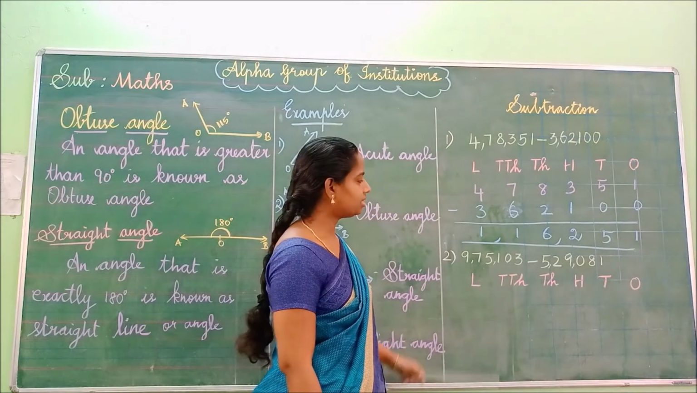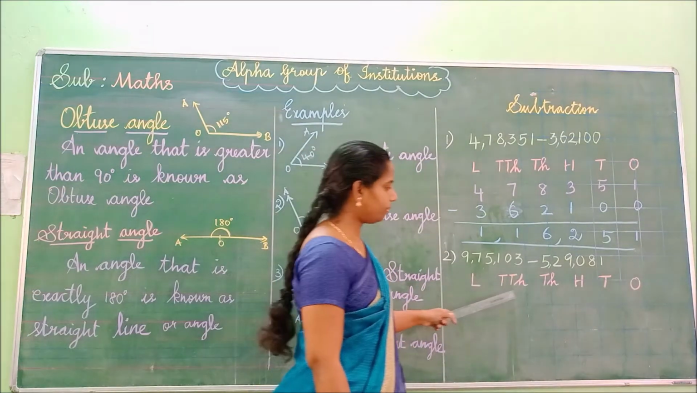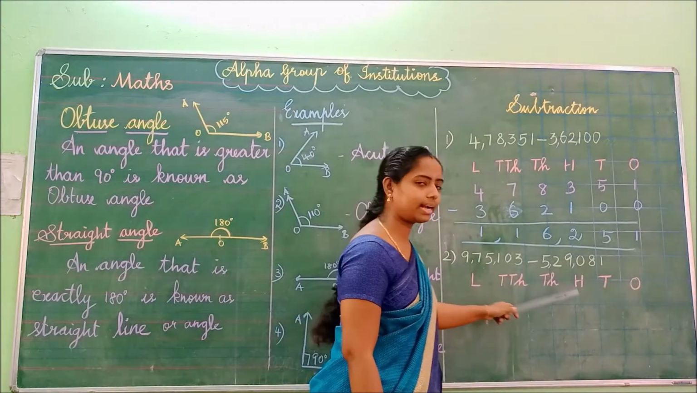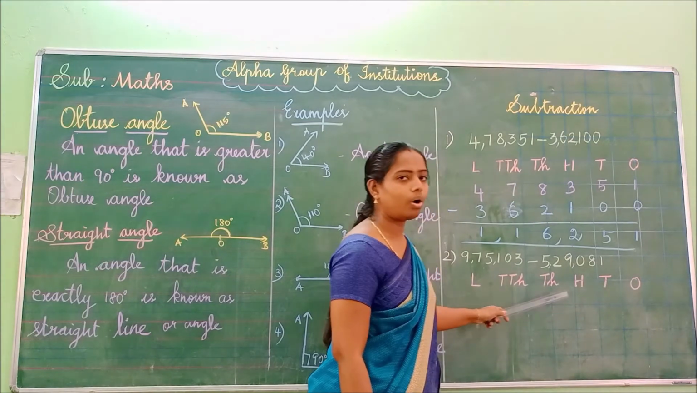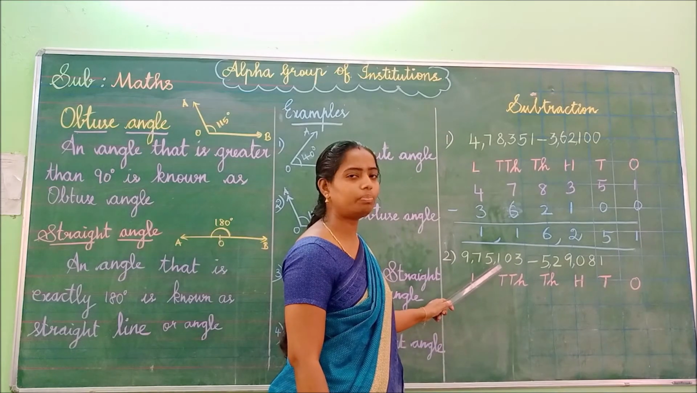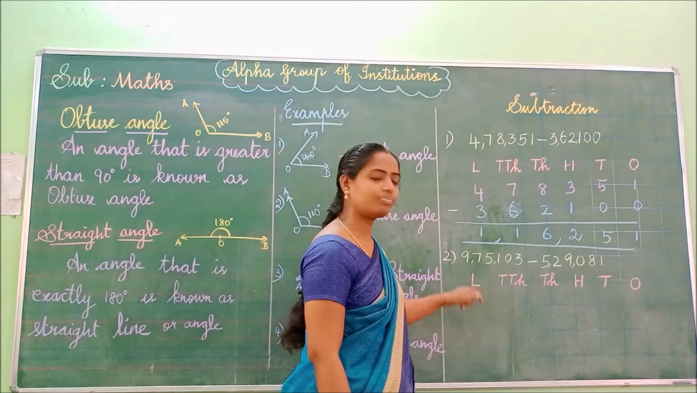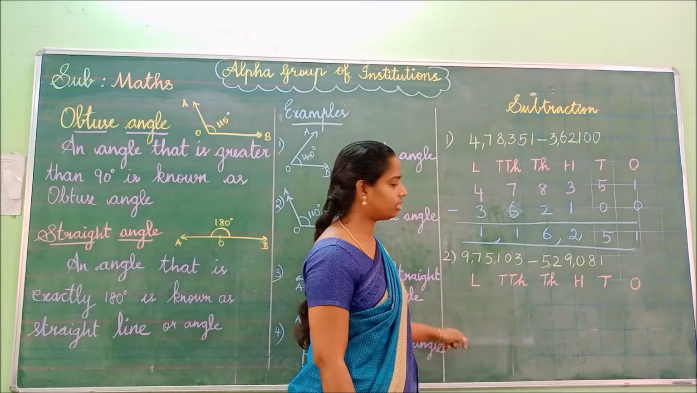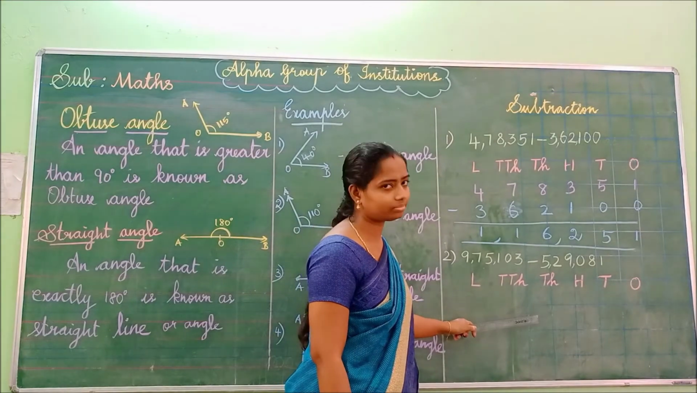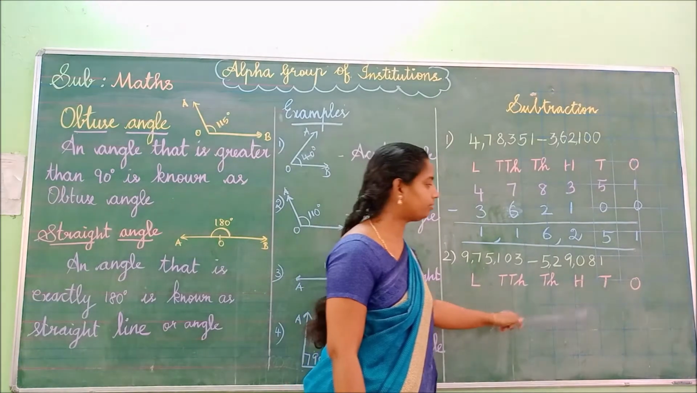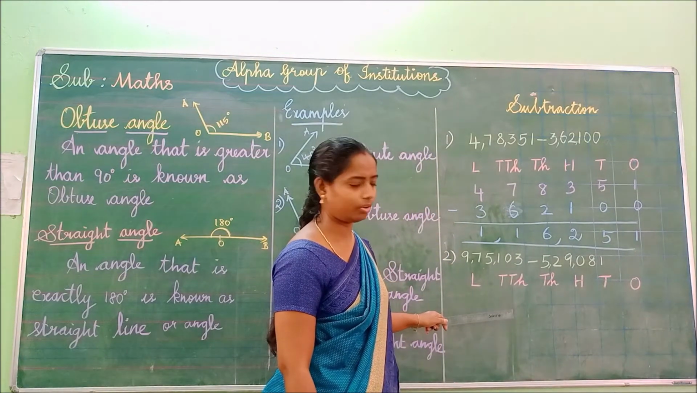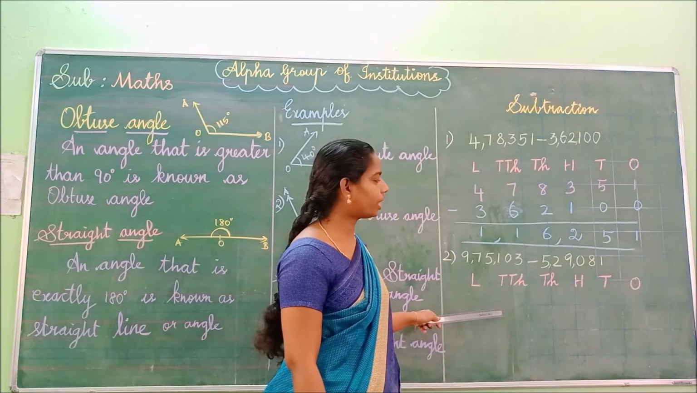Okay, shall we move to the second sum, children? See, the number is given, the place value is given. We have to place these numbers exactly according to the place value. Already I said, if we start with the subtraction, always we have to place the bigger number first and then the smaller number. Okay, children, first we have to see which is the bigger number. So we have to place this number here, and also we have to start from the last digit and move towards the left. The same procedure we are going to follow here also.